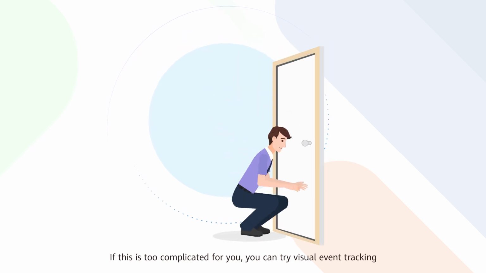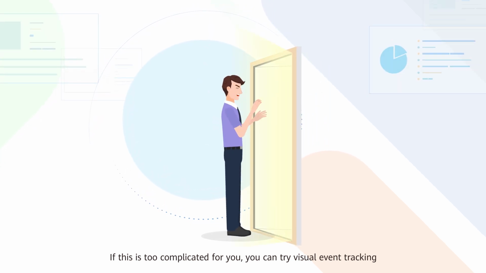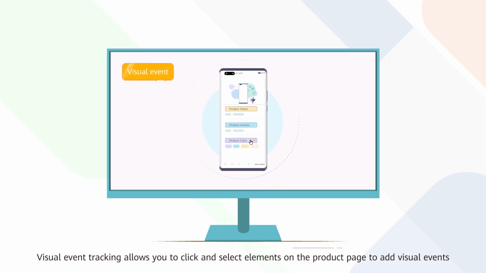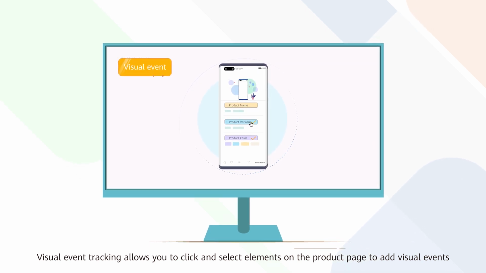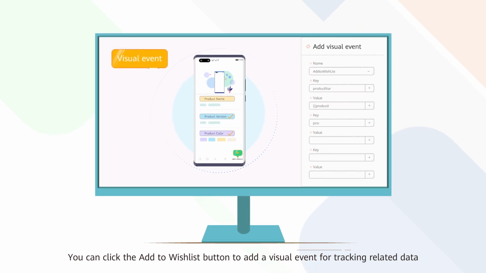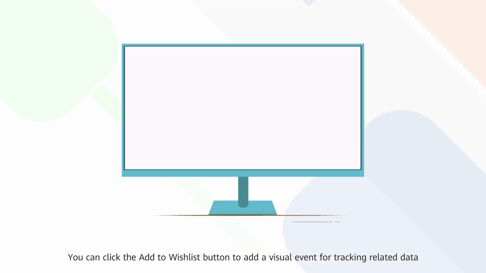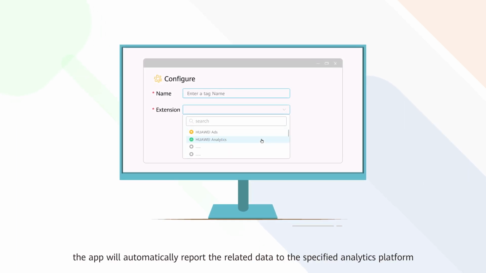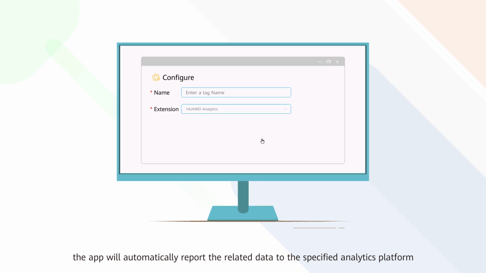If this is too complicated for you, you can try Visual Event Tracking. Visual Event Tracking allows you to click and select elements on the product page to add visual elements. You can click the Add to Wishlist button to add a visual event for tracking related data. After a user taps the button, the app will automatically report the related data to the specified analytics platform.